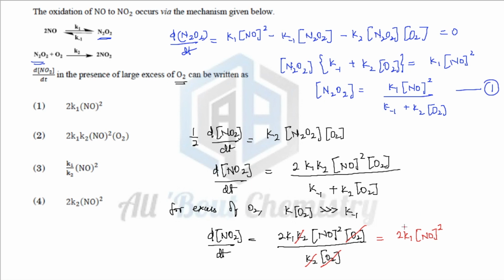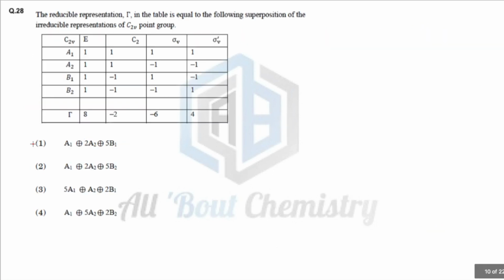Okay, so this is going to be your final answer. So the rate of formation of NO2 is going to be given by 2 k1 [NO]^2. Okay, so that is going to be the correct answer for this. So option 1 will be your correct option. So this is how you have to approach this particular question. I hope this is much clear to you. It was a very simple, very straightforward question. There was nothing difficult in this. Let's take the next question for this video.